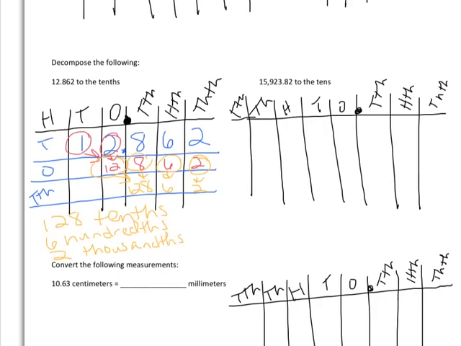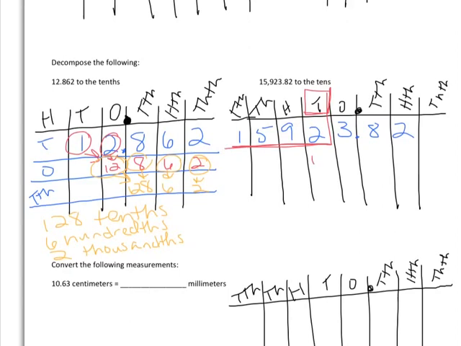Next, we're going to decompose 15,923 and 82 hundredths to the tens. So we take 15,923 and 82 hundredths, and we're decomposing it to tens. Now another way that I showed you how to do this, we're going to look at the one that we're going to decompose to and actually slide everything over.